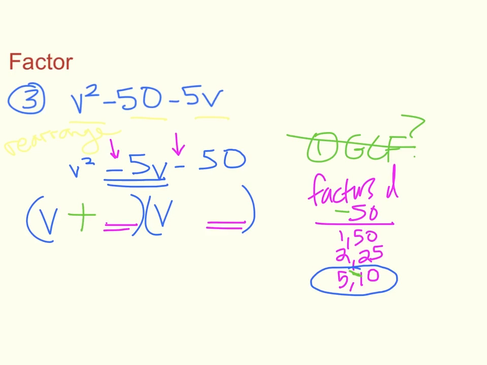So +5 and -10. And again, you can check this. The 2 in the middle multiply to be 5v. The 2 on the outside, v and -10, gives us -10v. And those two do add to be -5v, which is what we had in the middle.